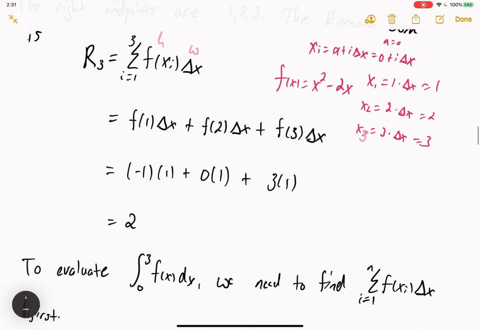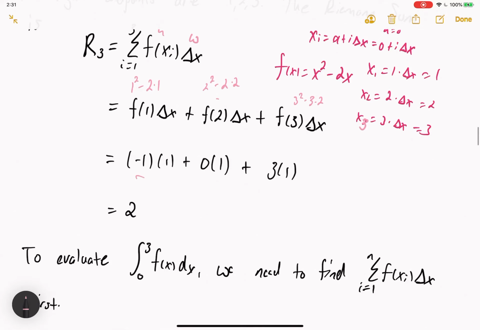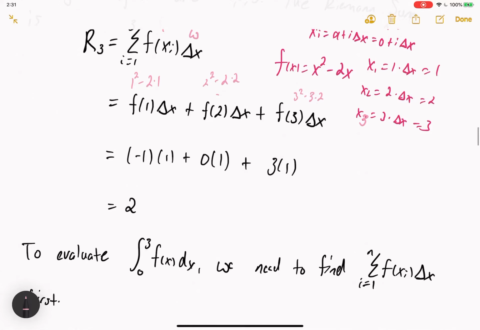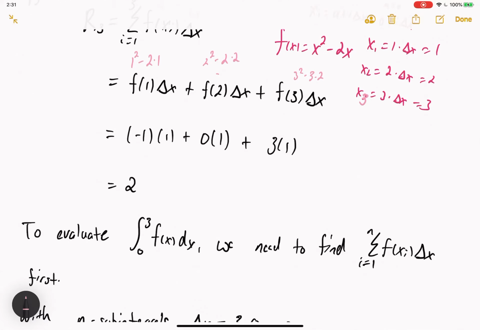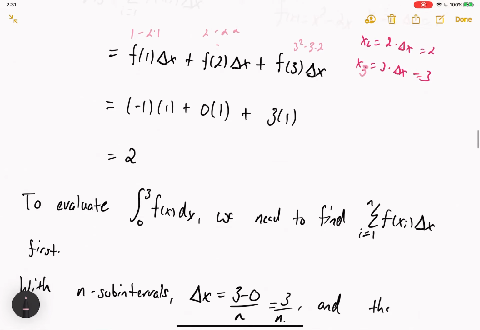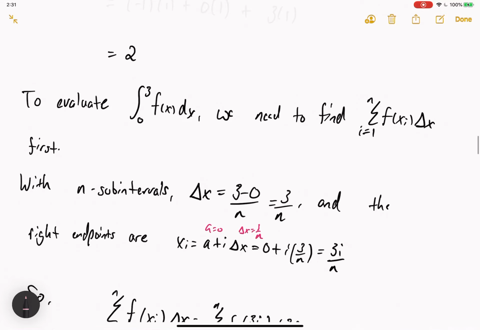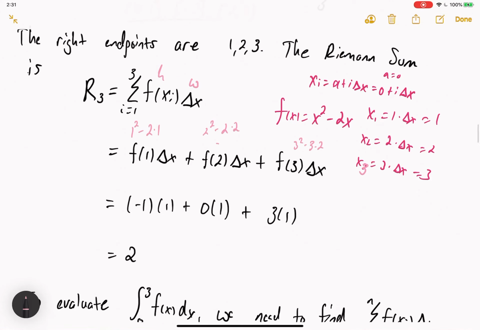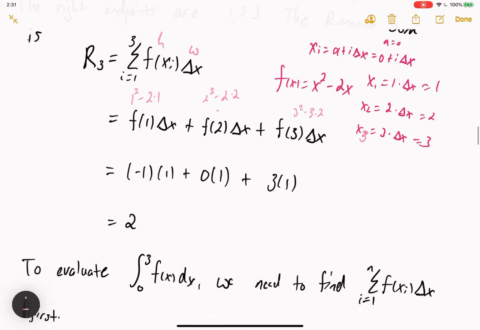So this is 1 squared minus 2 times 1. f of 2 would be 2 squared minus 2 times 2. And then we have 3 squared minus 2 times 3. So that's going to give us negative 1, 0, and 3 respectively. And we multiply them by their widths as well. Negative 1 times 1 is negative 1, plus 0 times 1 is 0, plus 3 times 1 is 3, so we get 2. So this is going to be our approximation. That's the Riemann sum for n equal to 3, using the right endpoints.